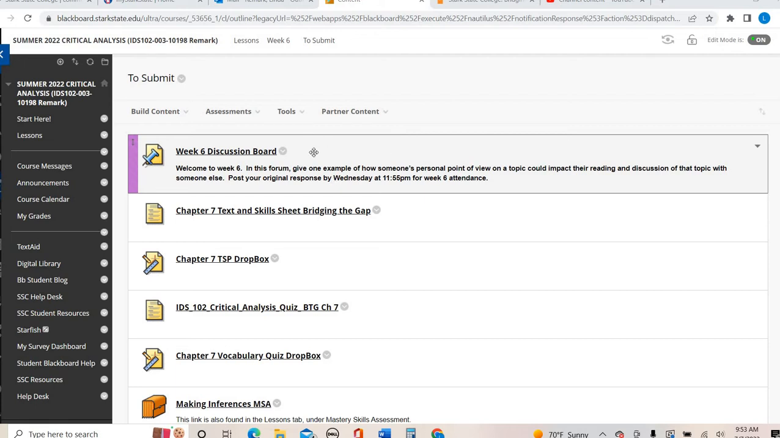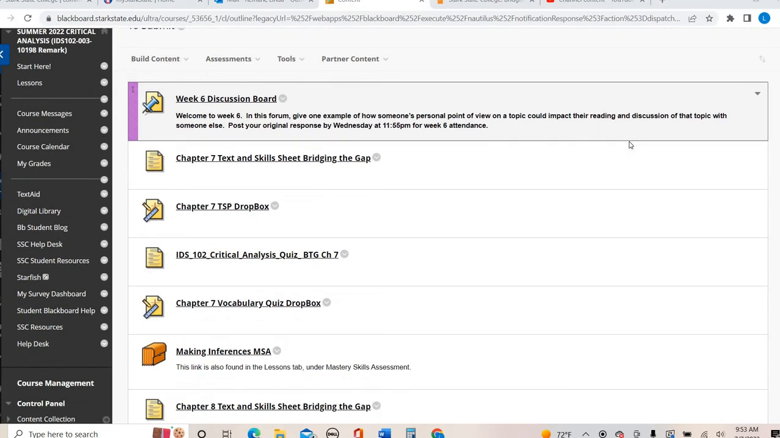So you want to make sure that you respond to this prompt. Give an example of how someone's personal point of view on a topic could impact their reading and discussion of that topic with someone else, because this chapter is talking about point of view and it's talking about bias. This discussion board pulls in your thoughts on how someone's point of view could interfere with someone else if you have different points of view. How could that really play into the conversation or the understanding of an idea? So that's your week 6 discussion post.